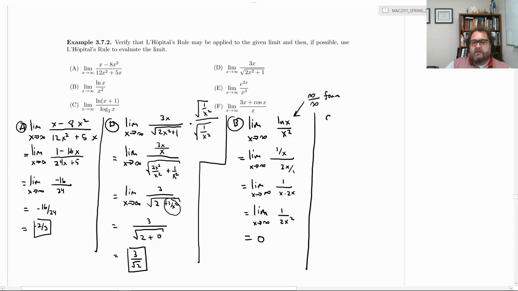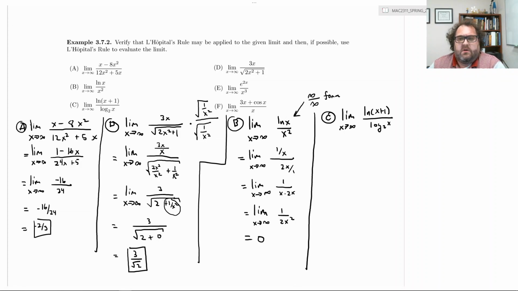All right, part C. We have the limit as x goes to infinity of natural log of x plus 1 over log base 2 of x. Okay, this is kind of a weird one. I don't think we ever had anything this weird with two different logs with different bases in chapter 1. But let's see if L'Hopital's rule will help us out.